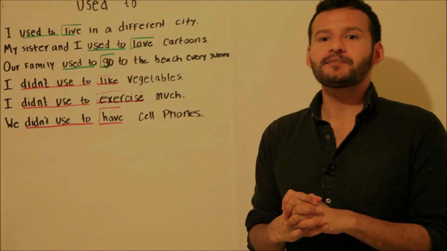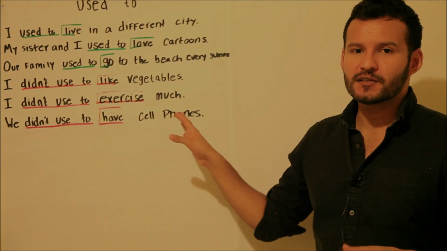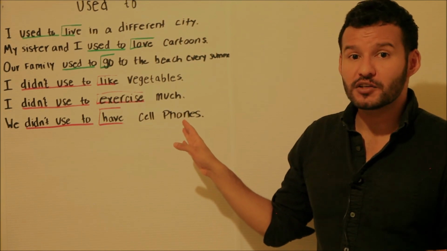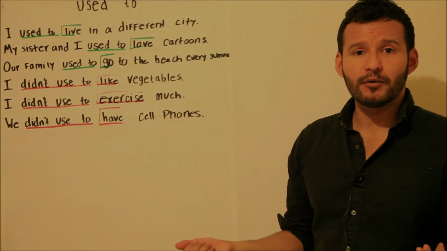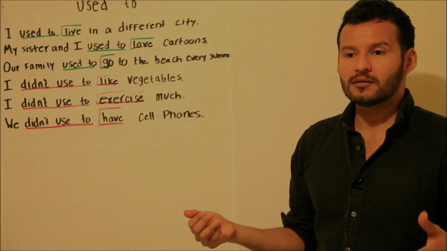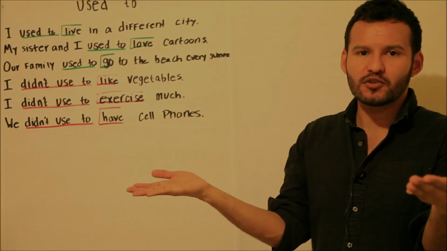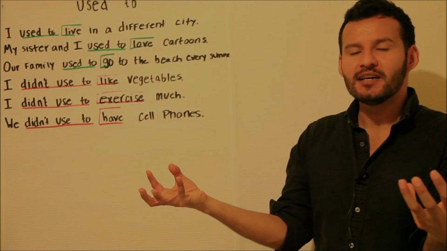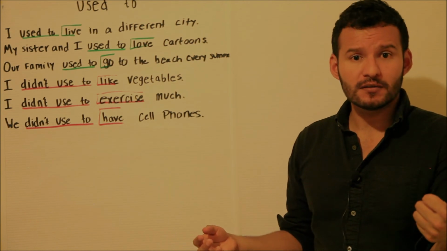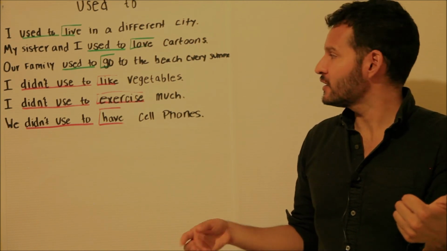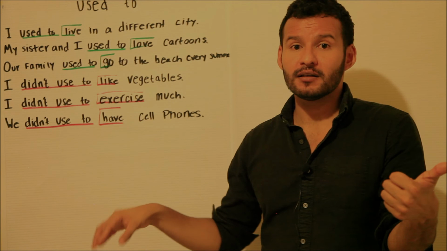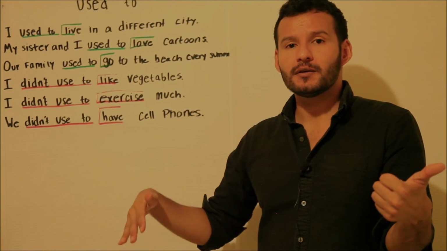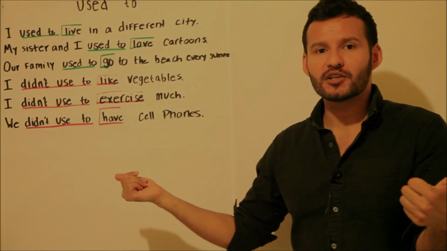And finally, it is also possible to use this structure to ask questions, where we use the same structure as in the simple past. So for example, did you use to like vegetables when you were a child? Again, "use" in the base form. Did you use to like vegetables when you were a child?